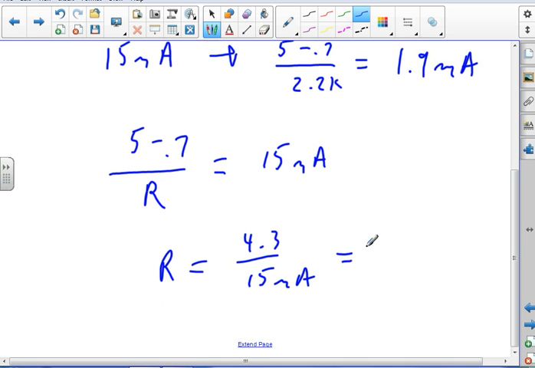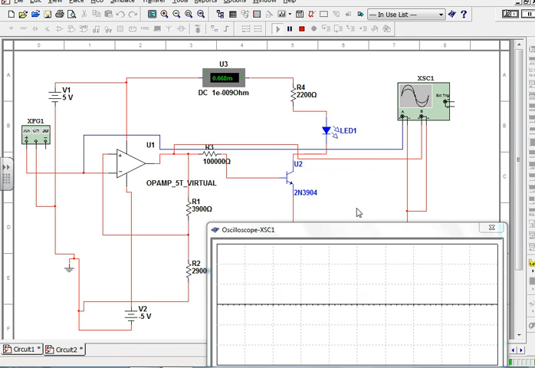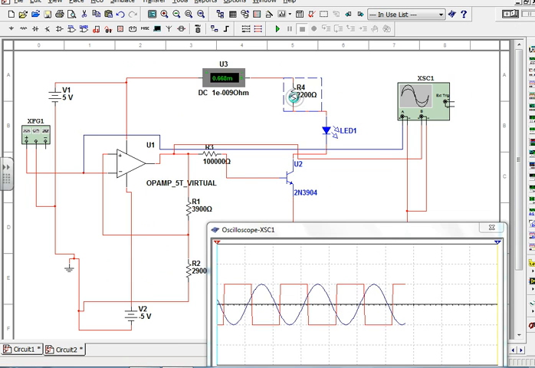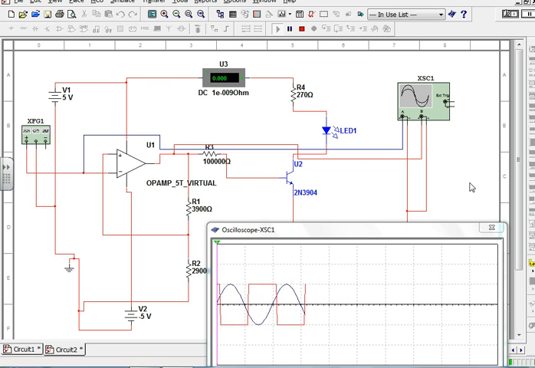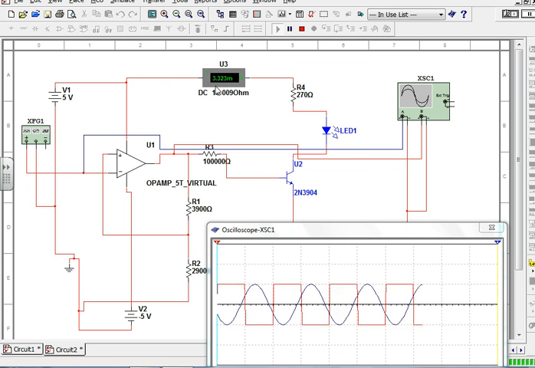4.3. Going to be more like 280. Okay, so we'll come back and put in a 280. Is 280 a standard value for a resistor? No. Okay, so I'd have to use a standard value. That'd be 270, right? 270, I think, is a standard value. And now we have 3 milliamps, but that still isn't enough.